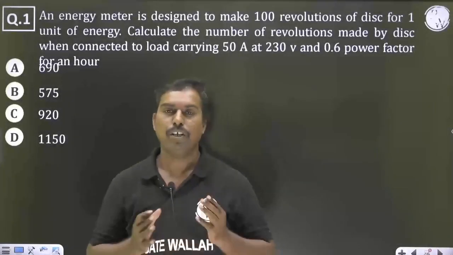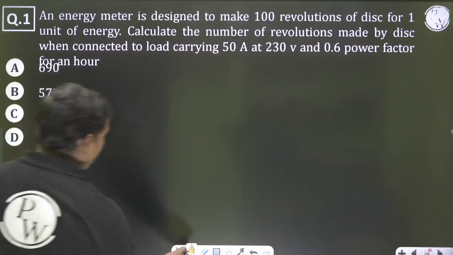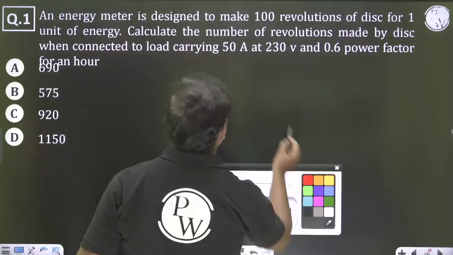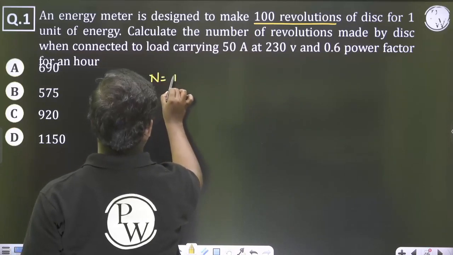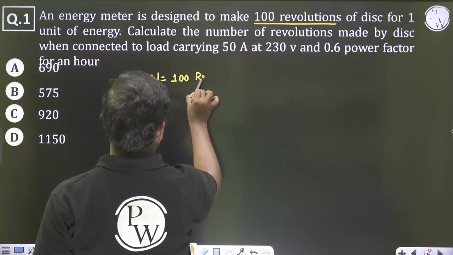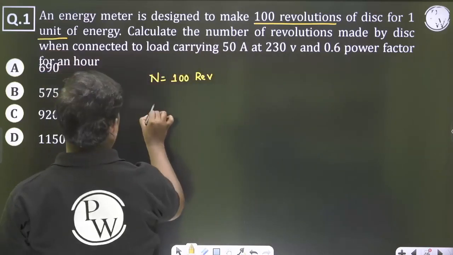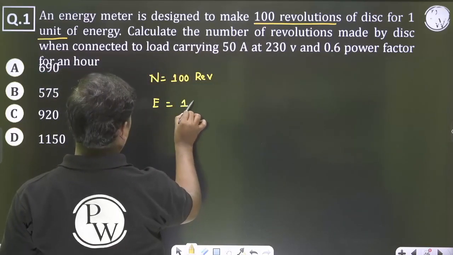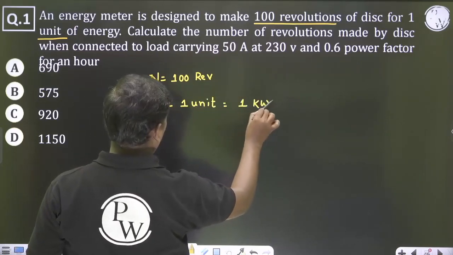Now, we will start the questions. An energy meter is designed to make 100 revolutions per 1 unit of energy. So N is given as 100 revolutions, energy is equal to 1 unit. As I told you, 1 unit means 1 kilowatt hour.